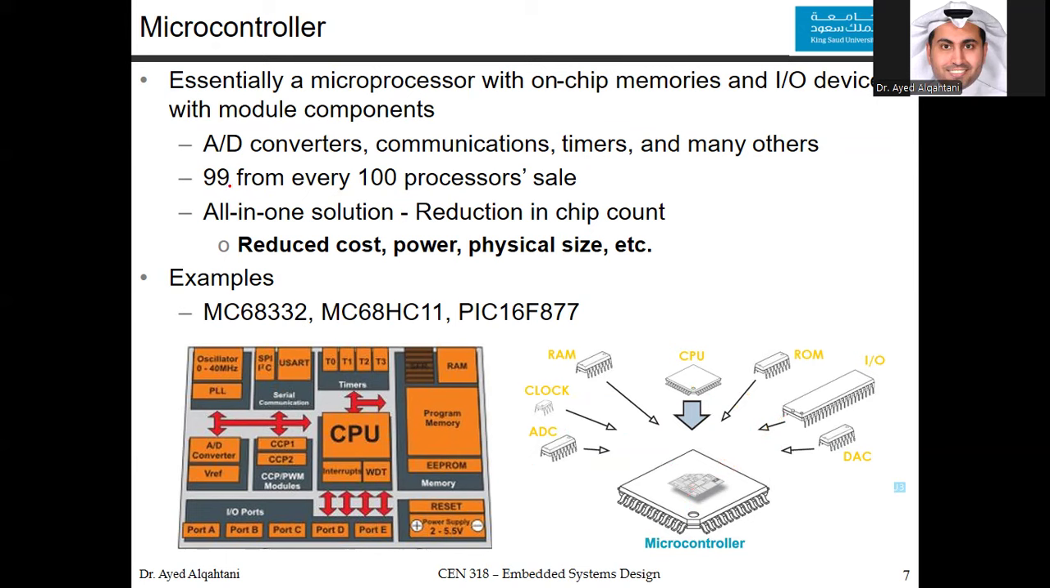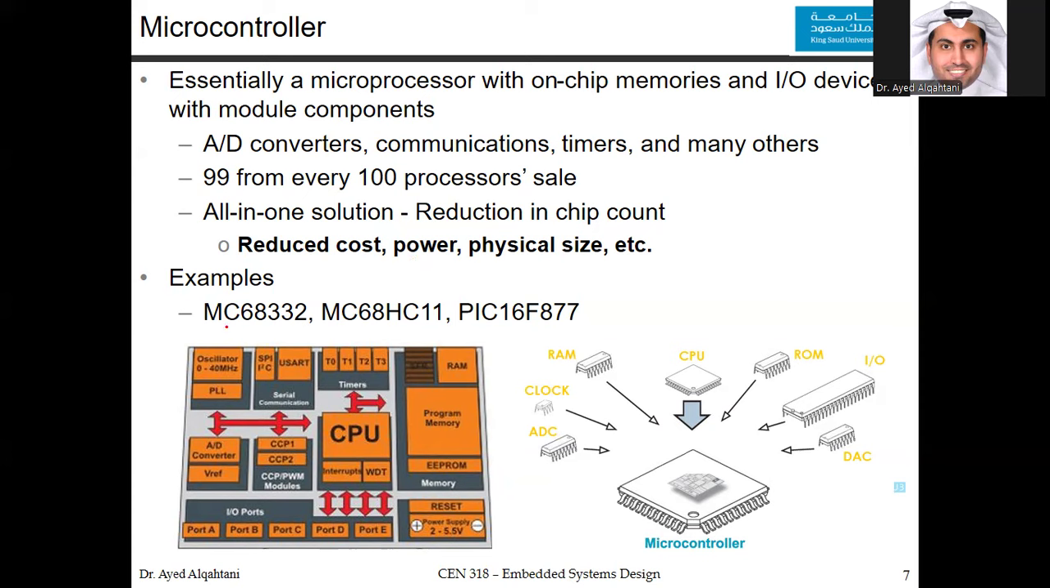Now, it's good to know that 99 out of every 100 processor sales are basically inside a microcontroller. So for the CPUs, if you count how many sales you have, for every 100, 99 CPUs are inside a microcontroller, and only one is a standalone microprocessor. So the idea of the microcontroller is an all-in-one solution. It has some features. The most important one is the reduction in chip count. In turn, it will reduce the cost, the power, the physical size, and so on.